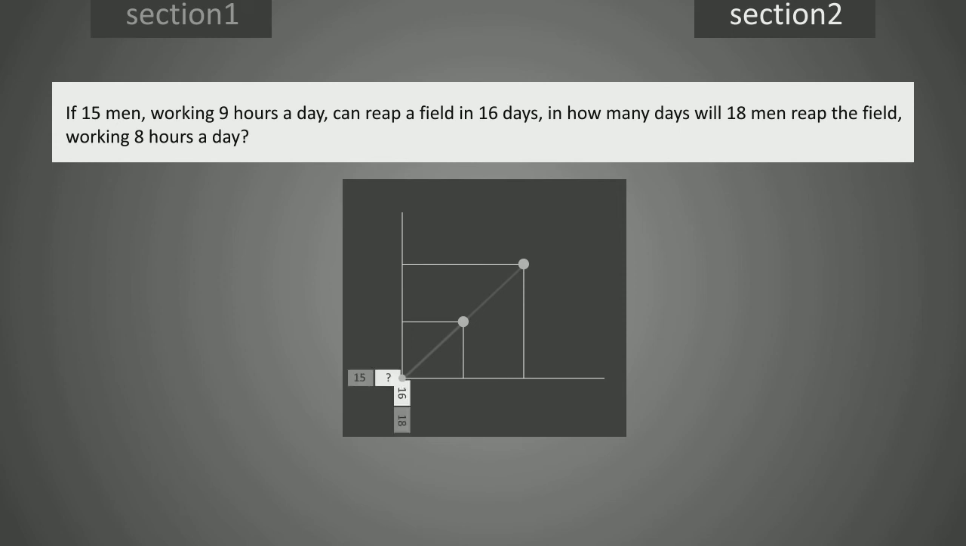And if they work fewer hours per day, it's going to take more days, making this also an inverse proportion. Now here we are going to take days to be y and men multiplied with hours per day to be x. To put it simply, the reason we multiply them together is because they are dependent on each other. So now we know how they are related, and we can use the appropriate ratio principle to get to our answer.